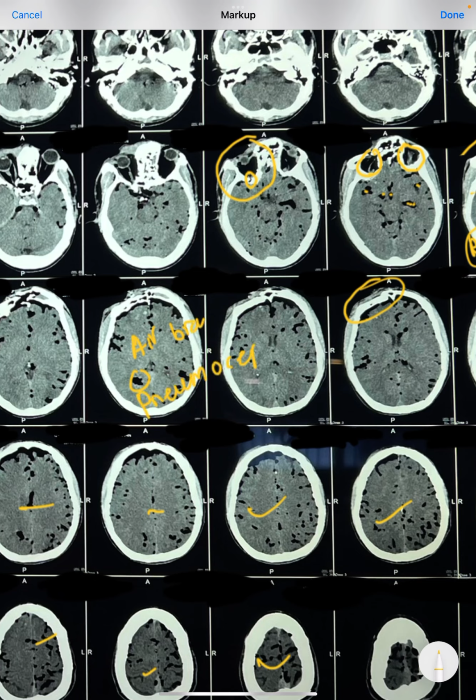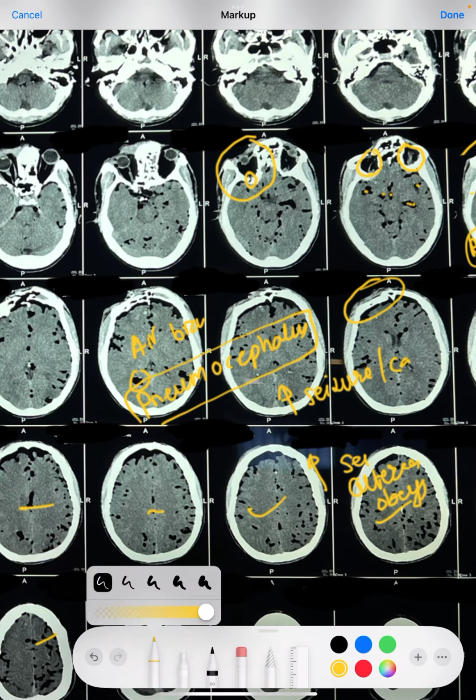Now we must know pneumocephalus, air in the brain, is extremely irritating for the brain. It irritates the brain and it will markedly increase the risk of seizures, convulsions, and it will make sure that the brain doesn't function properly. So the patient may be in altered mental status, or the patient may not obey commands for 3 to 4 to 5 days.